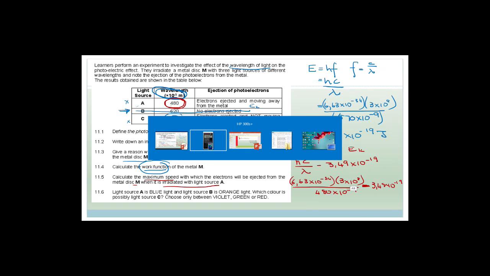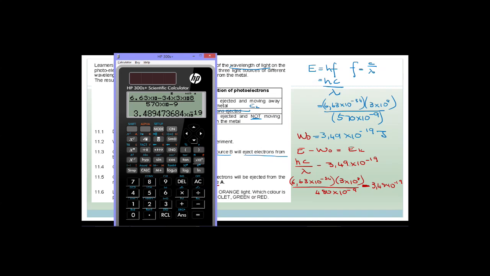Okay, so let's do that. So we're going to go 6.63 exponent negative 34 multiplied by 3 exponent 8. Oh, sorry, that was silly. Let's try again.